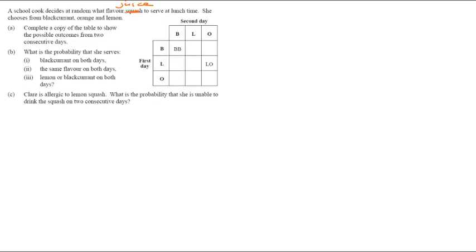Next question. Okay, next question. They're saying a school cook decides at random what flavor squash to serve at lunch. Squash, for us, we know, but not squash. No, this year they are referring to juice. Okay, so they're saying she chooses from blackcurrant, orange, and lemon.